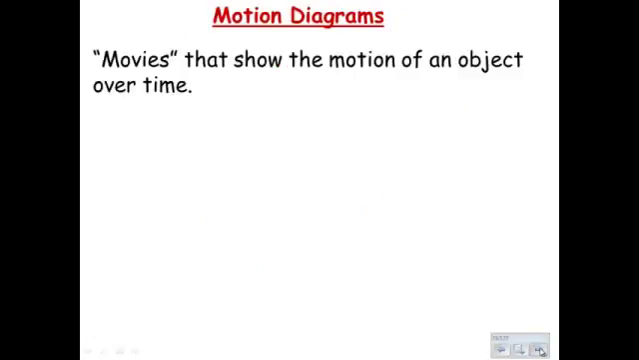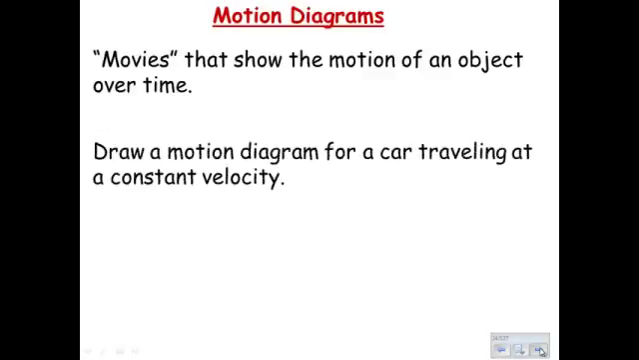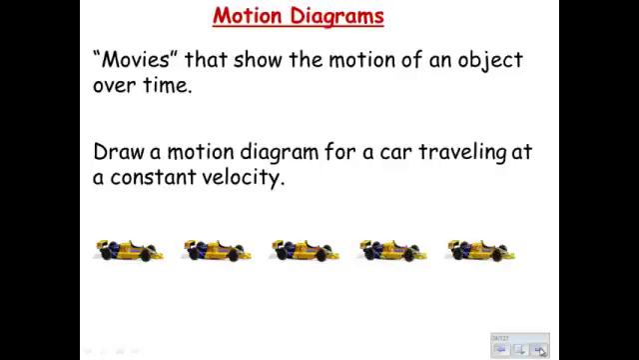A motion diagram is a picture representation of the motion of an object, kind of like a movie. So if we were to draw a motion diagram for a car traveling at a constant velocity, here's what it would look like. Here's our car traveling along at a constant velocity. If I were to take a picture each second of that car's location, if it's going along at a constant velocity, then each second, or each time I take that picture, notice how the car is spaced evenly apart.